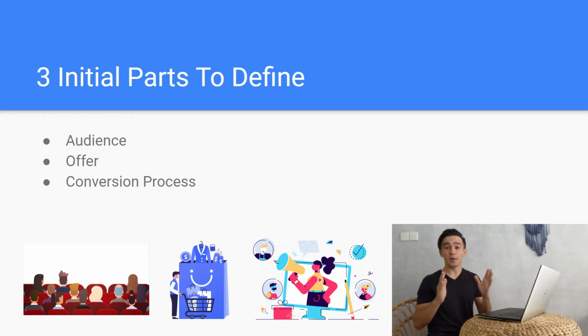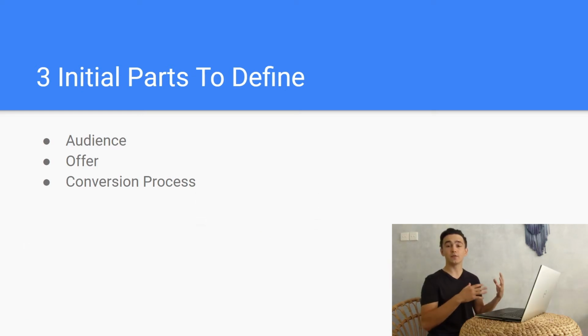You need to be very defined about what audience you're serving. One important thing to keep in mind is that if your business is not currently doing around, I would say, 6 figures, then you need to have one audience, one offer, and one conversion process. If you have more offers, more audiences, and different conversion processes, it's going to be hard to scale that business.